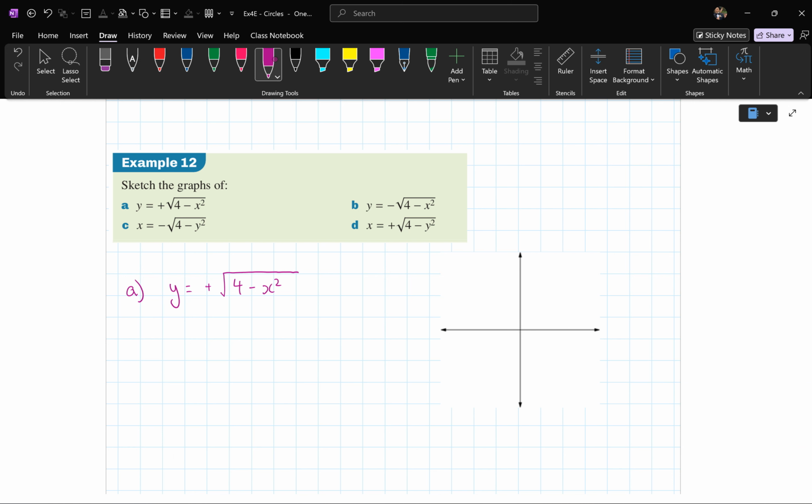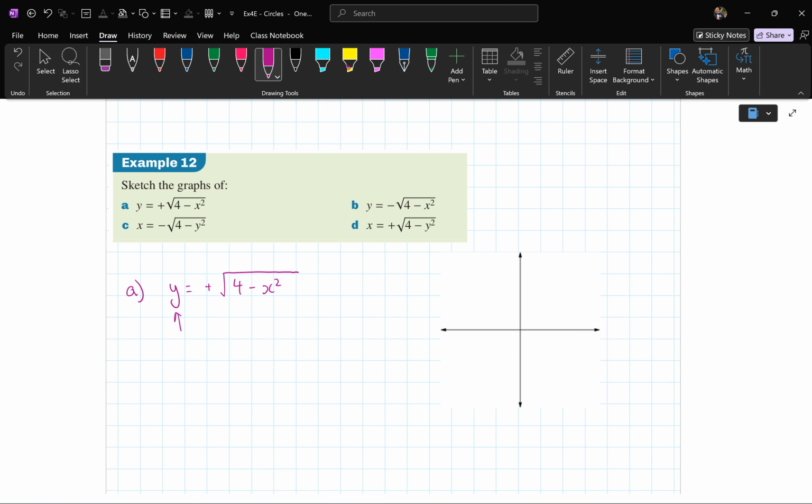Now, some students will confuse this with a square root function. How do I know that this is a semicircle and not a square root function? Well, notice that it's not x, it's x squared. As soon as you see the x squared, you should be thinking of a circle. But because it's got the root, I know it's a semicircle.